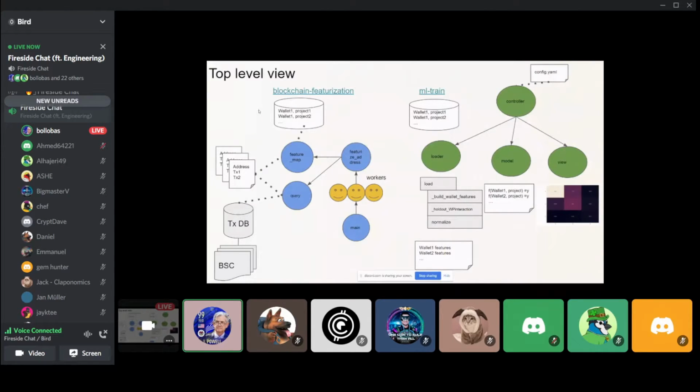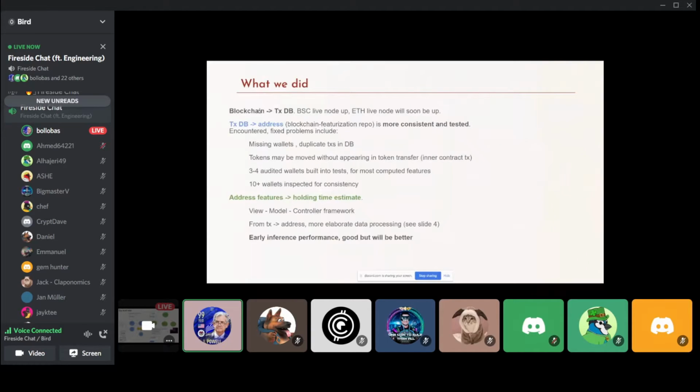corresponding to the inference on the right-hand side here. We've established this basic framework. We've been experimenting a lot with all kinds of machine learning techniques. I want to present some early inference performance, with the caveat that I think it's good, but it will be better. I'm excited.